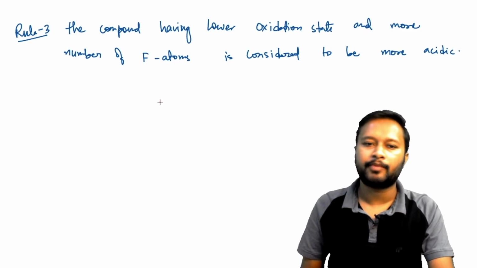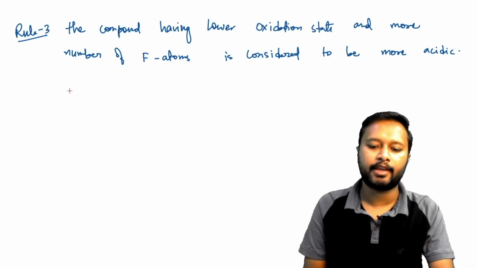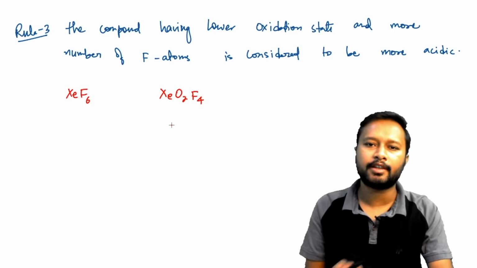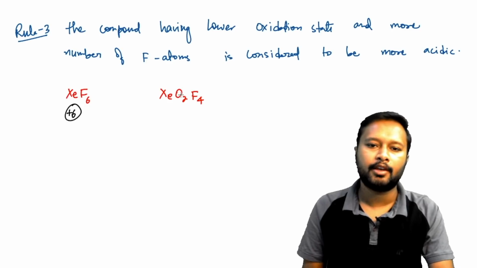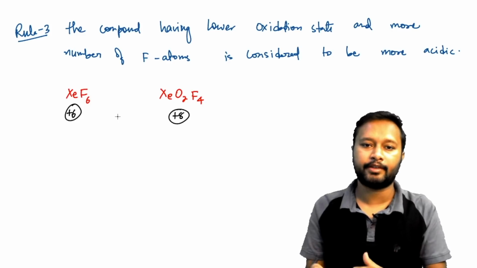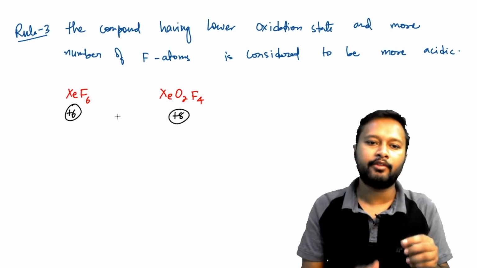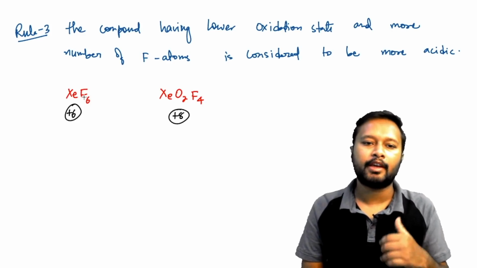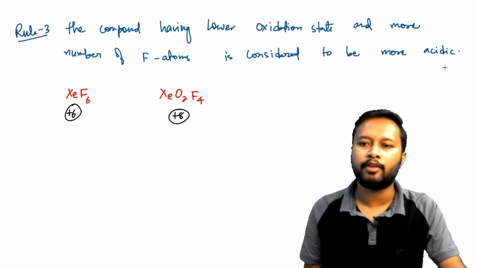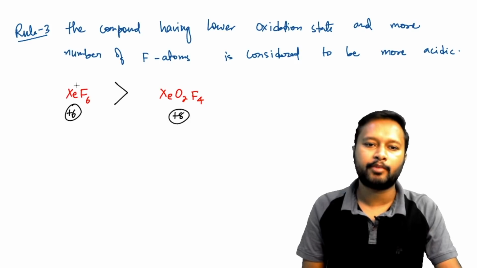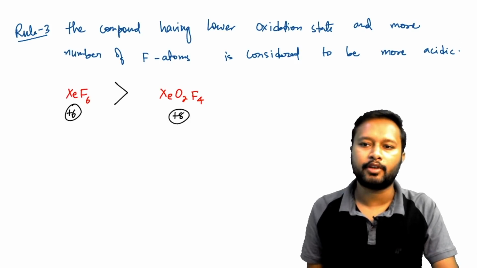For example, let's say I have XeF6 and I have XeO2F4. These are the two molecules. Now you can see that the oxidation state over here is +6, whereas the oxidation state over here is +8. So the oxidation states are different, but the one which has a lower oxidation state and more number of fluorine atoms will be more acidic. So in that case this particular one becomes more acidic over here.